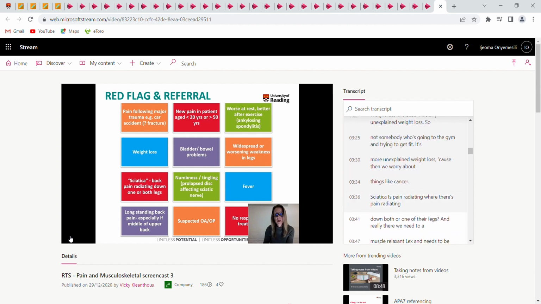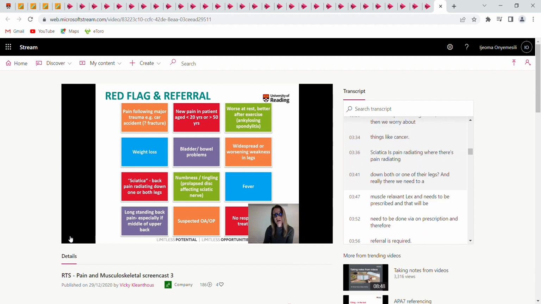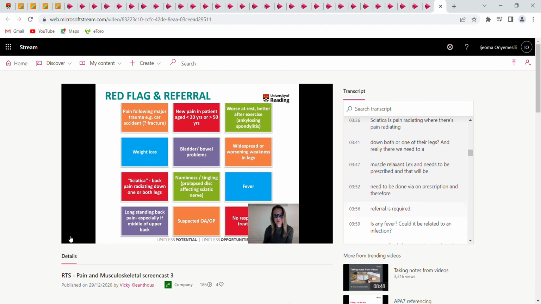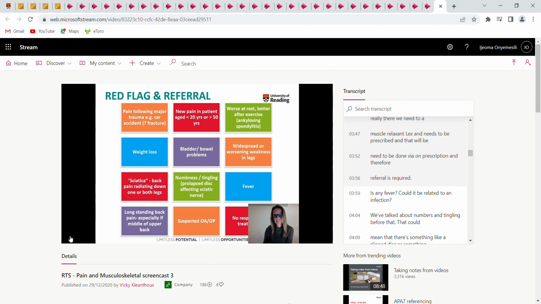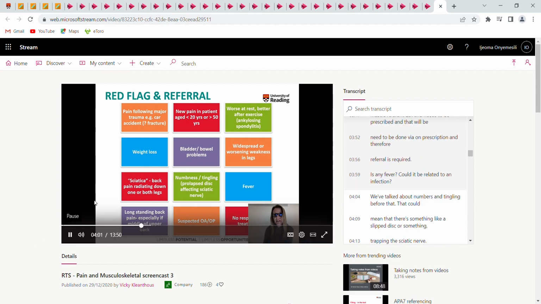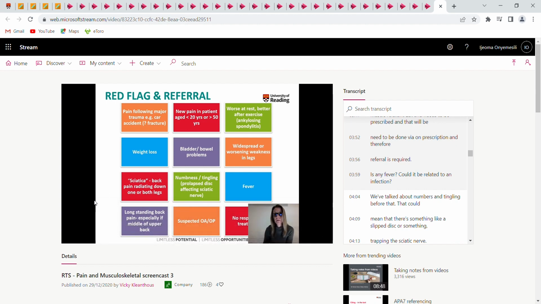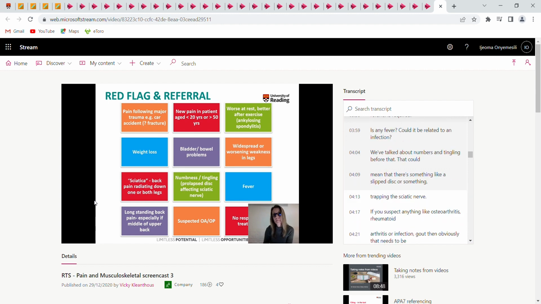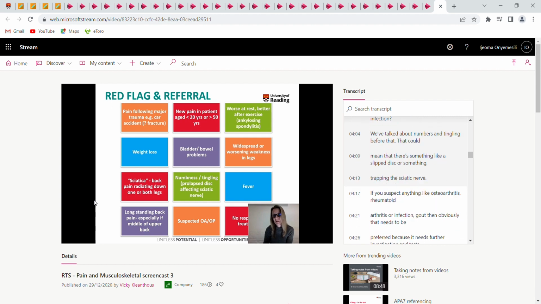Sciatica is pain radiating down both or one of the legs, and there a muscle relaxant needs to be prescribed, and that will need to be done on prescription, and therefore referral is required. Is there any fever? Could it be related to an infection? We've talked about numbness and tingling before, so that could mean that there's something like a slipped disc or something trapping the sciatic nerve.